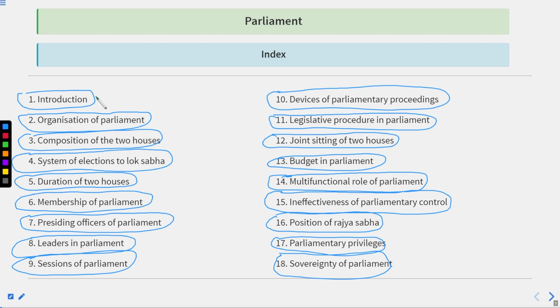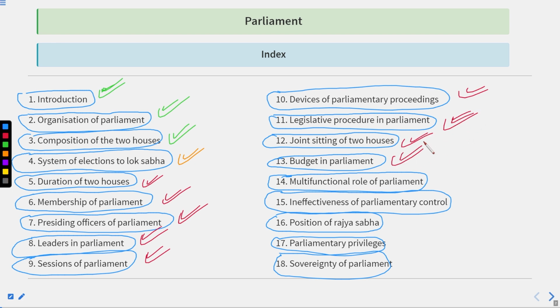Okay. Out of this, basically we have done with the introduction part, organization of parliament, composition of two houses. We have been discussing the system of elections to the Lok Sabha. And the topics that we are left with are the duration of two houses, membership of parliament, presiding officers of parliament, leaders in parliament, sessions of parliament, devices of parliamentary proceedings, legislative procedure in parliament, joint sitting of two houses, budget in parliament, multifunction role of parliament, ineffectiveness of parliamentary control, position of Rajya Sabha, parliamentary privileges, sovereignty of the parliament.